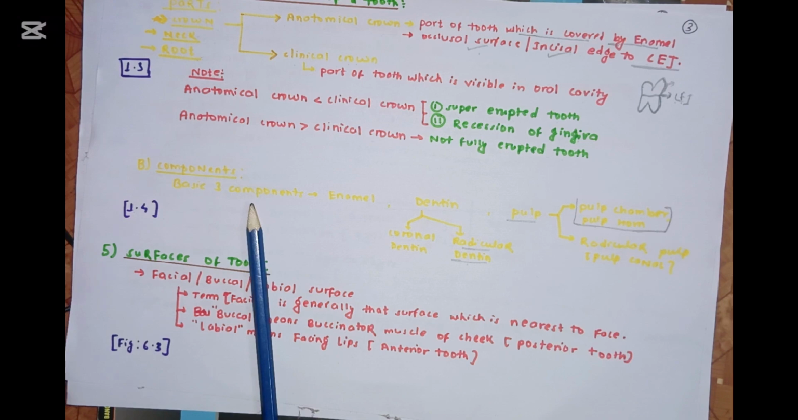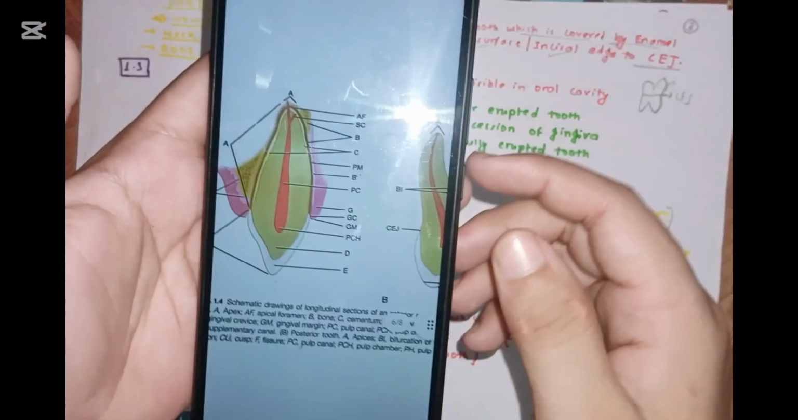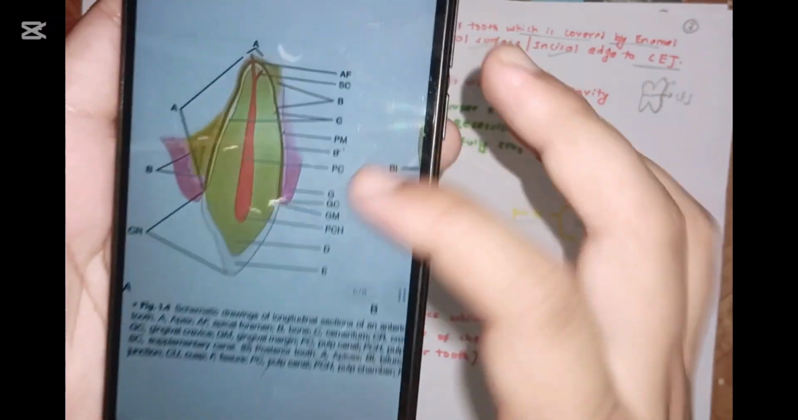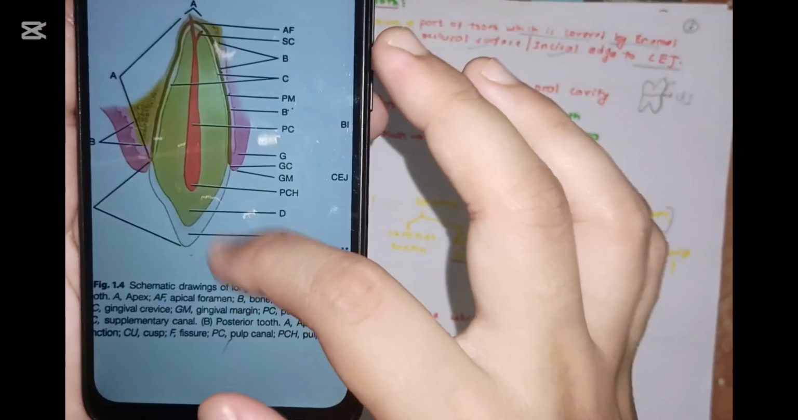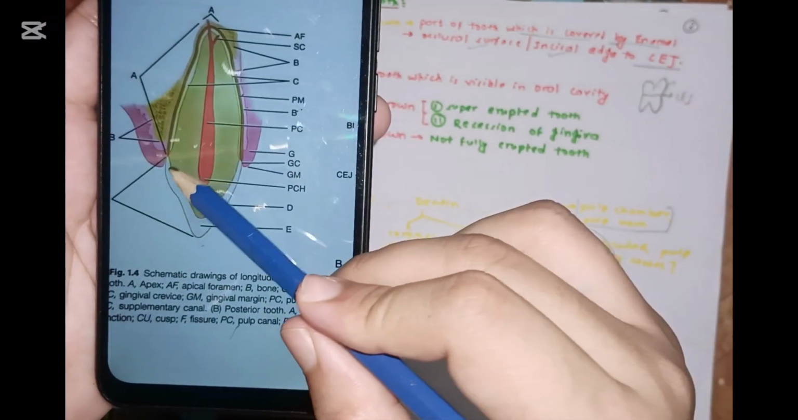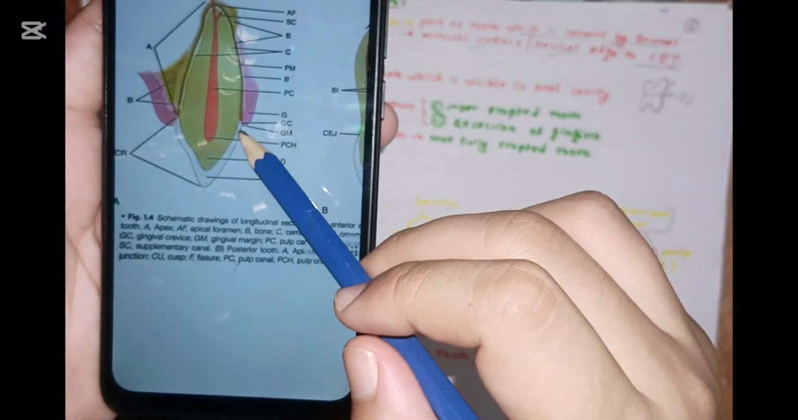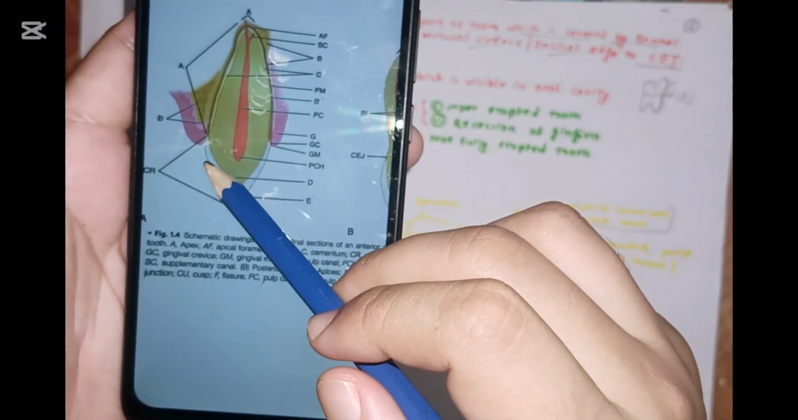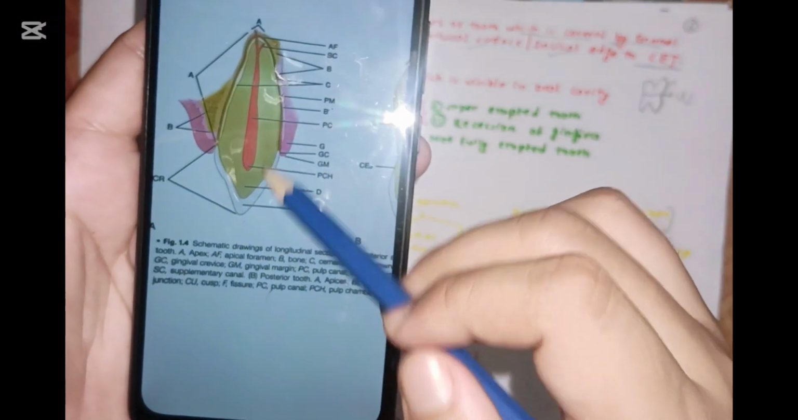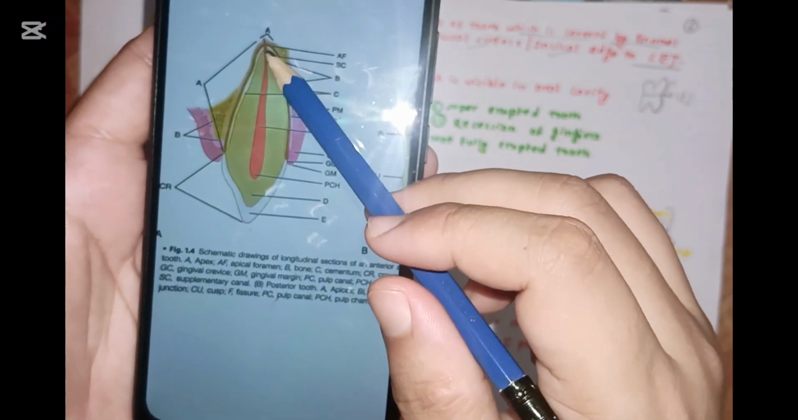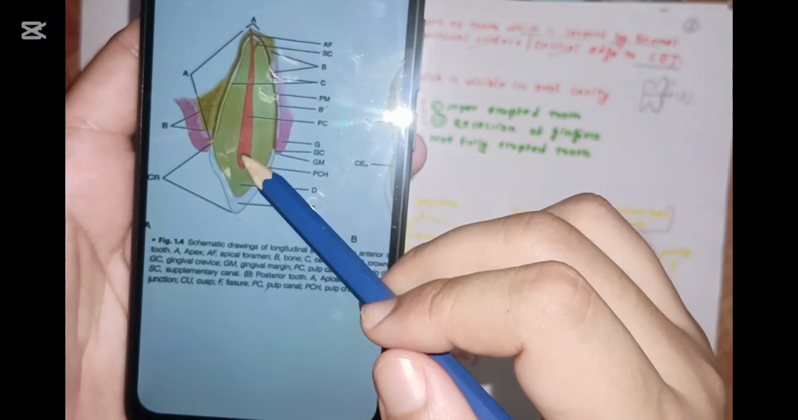As we can see here, I have taken this picture from Wheeler's. This is a cross section of our anterior teeth. This white colored portion is enamel. Similarly, this golden yellow colored portion is dentin, and this red colored portion, the canal, is the pulp.